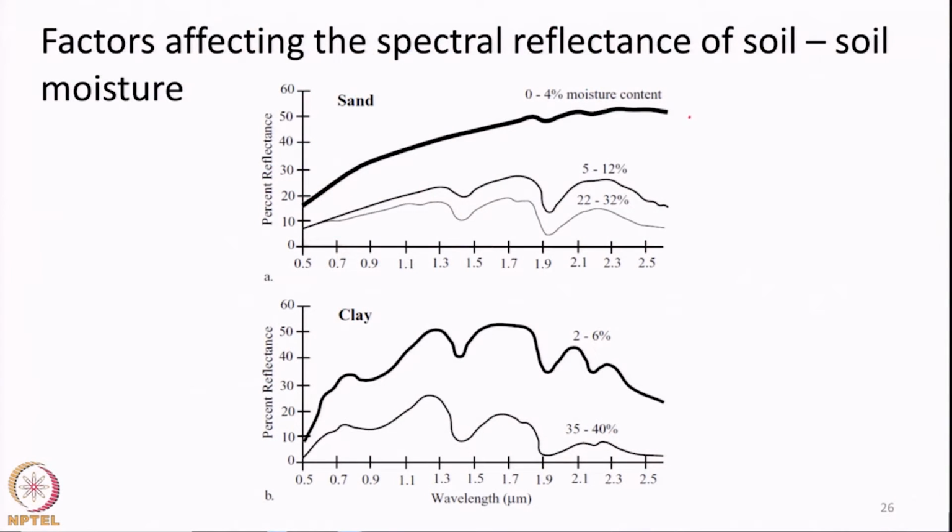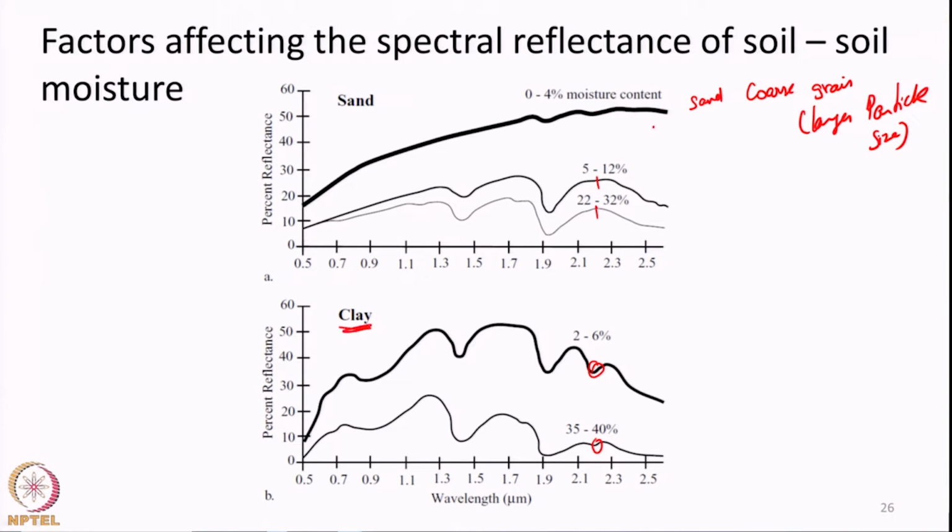So, this slide again tells us the spectral reflectance of soil with increasing moisture content. See, this is for sand. Sand is a coarse grained soil, it has larger particle size. For such larger particle size soil, the hydroxyl absorption band around 2.2 micrometers is not there, as I said. It is a characteristic only of fine grained soils like clay.